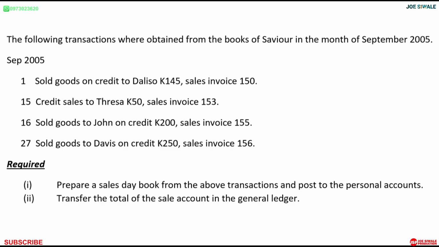So we continue looking at the sales day book, and today we're going to look at some examples. We have this example: the following transactions were obtained from the books of Xavier in the month of September of 2005.